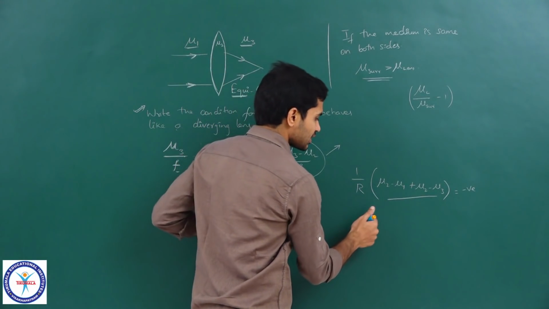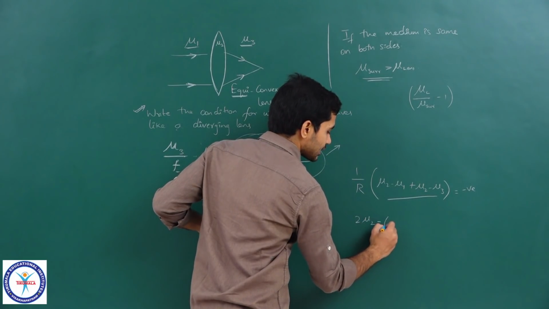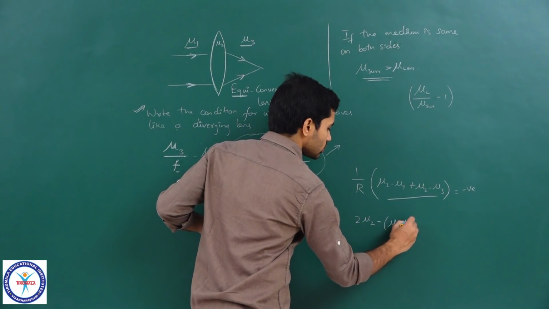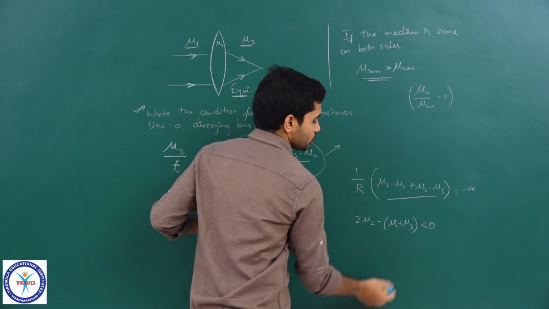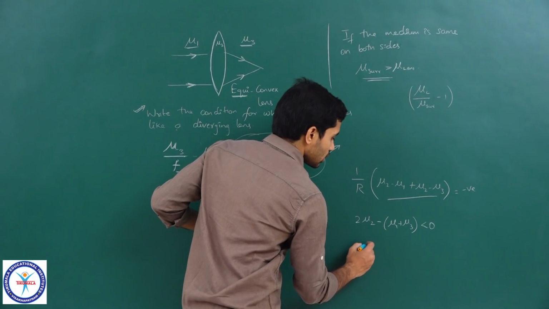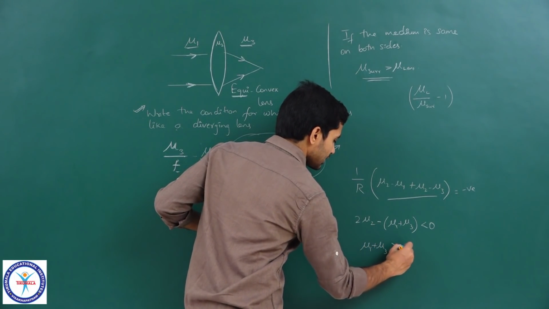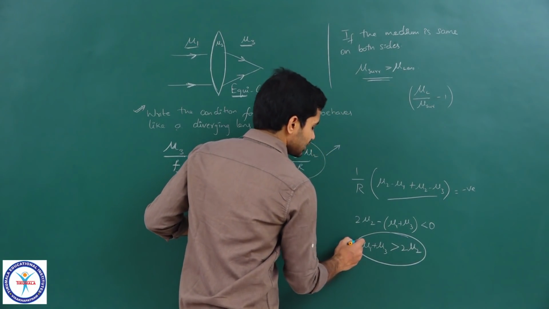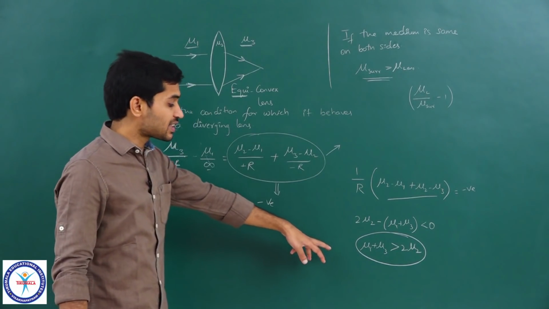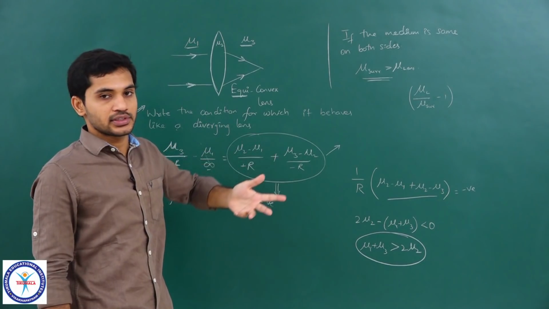So, this parameter is negative means what? 2 mu 2 minus mu 1 plus mu 3 is less than 0, which means mu 1 plus mu 3 should be greater than 2 times mu 2. So, that is the final answer. So, if this condition is satisfied, then this lens will behave like a diverging lens, clear.